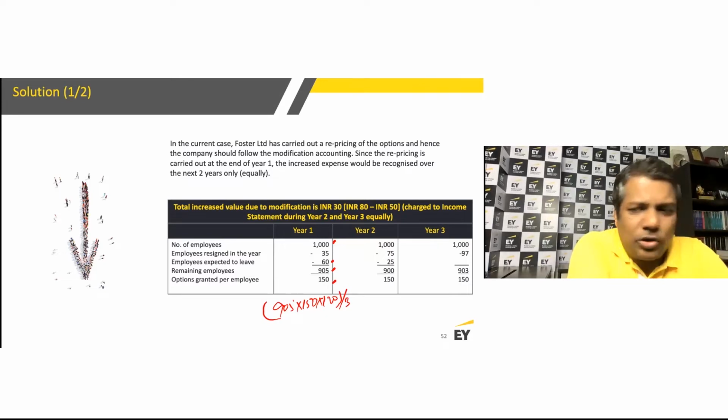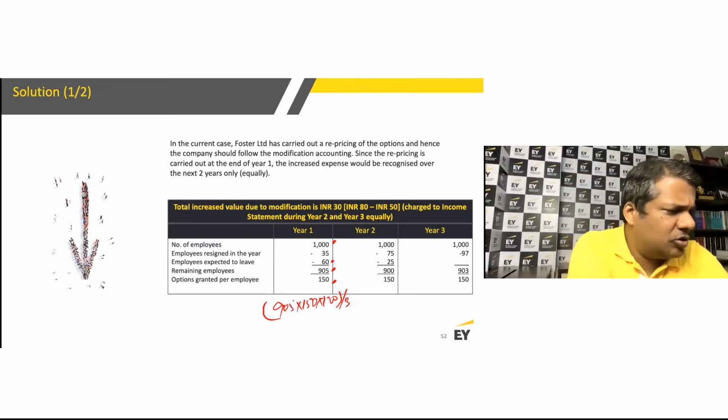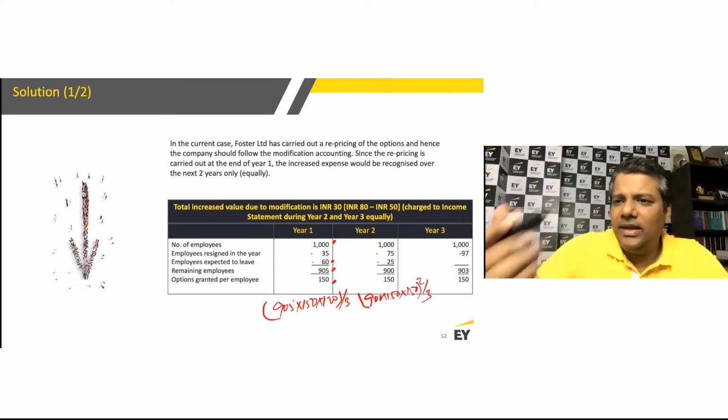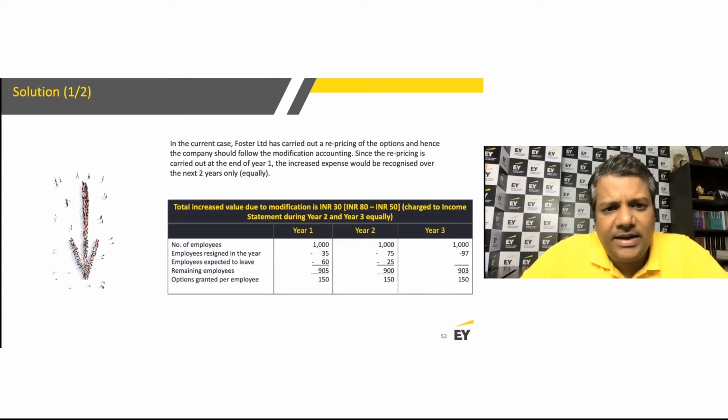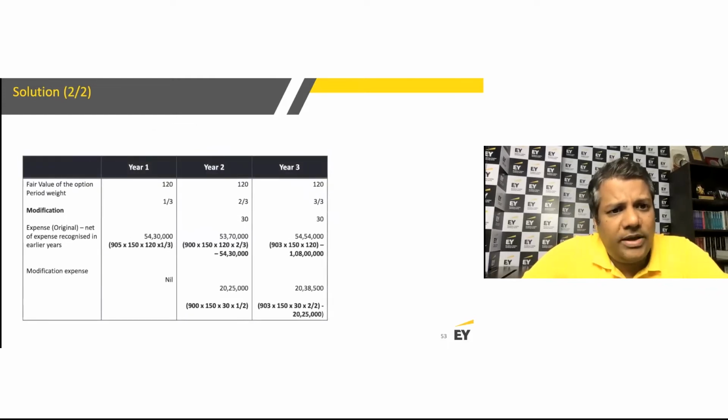Now in year 2, I did the modification at the end of year 1, which means it is effective in year 2. So I'm going to do accounting here as 900 into 150 into 150, into 2 by 3. In year 2 and year 3, the balance cost will get recorded. So in year 2, there will be a significant increase in the compensation cost compared to year 1.